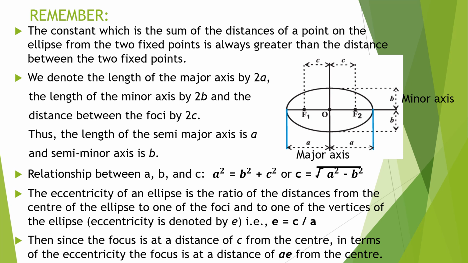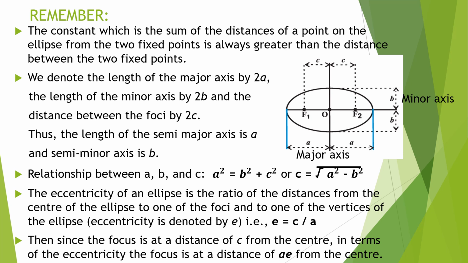Now some notations. We denote the length of the major axis by 2a, the length of the minor axis by 2b, and the distance between the two foci f1 and f2 by 2c. You can see that from the diagram. Now, since the length of the major axis is 2a, half of that is called the semi-major axis. So the length of the semi-major axis is a and the length of the semi-minor axis is b. What is the relationship between a, b and c? a square is equal to b square plus c square, or c is equal to root of a square minus b square. Remember this.